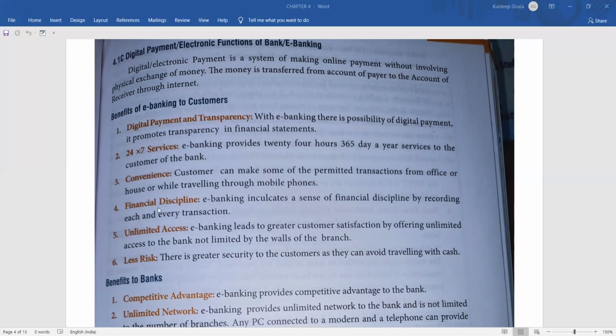Then coming to the next one, financial discipline. Here e-banking inculcates a sense of financial discipline by recording each and every transaction. It means the financial transactions will have a record. When there is a record, the chances of having black money will be very less, almost negligible, because everything will be accounted for by the system.